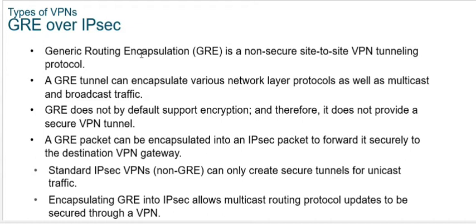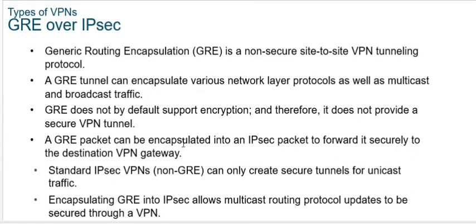The generic routing encapsulation is a non-secure site-to-site VPN tunnel. So this is basically a tunnel that we're allowed to do with Cisco equipment between routers so that we can move data from one private network across a public network to another private network. It encapsulates the network layer protocols as well as multicast and broadcast. It does not default support encryption, and therefore it does not provide a true secure tunnel. We have to add something to it to make it secure.